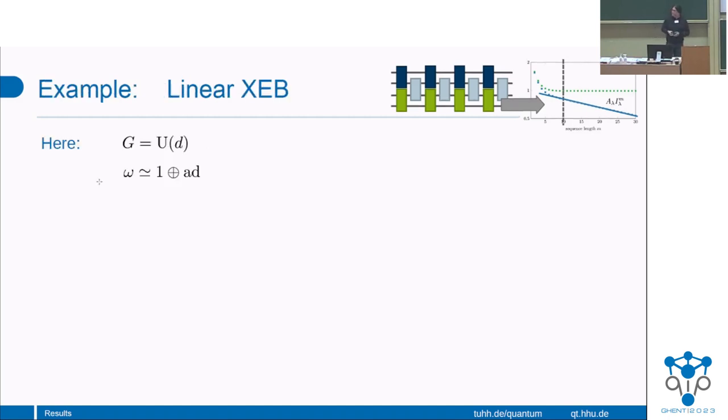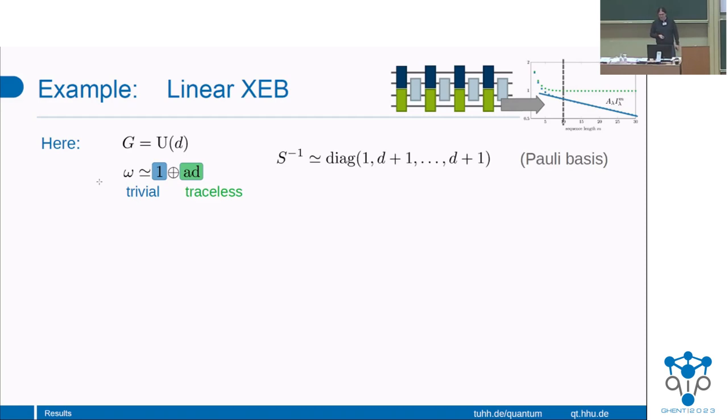So let me do a quick example. Linear cross-entropy benchmarking, which might be known to some of you. Here, the group that we consider is the unitary group. And it's well known that its representation on linear operators splits into two irreps, namely the trivial one, which is supported on the identity matrix, and the adjoint representation, which is supported on the traceless subspace. To make this decomposition, you can choose, for instance, the Pauli or Weyl basis.